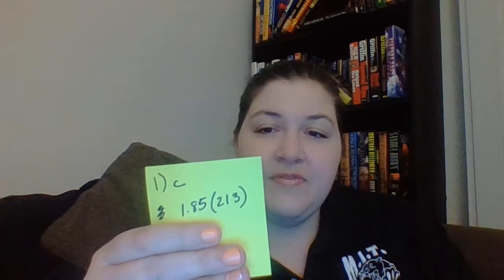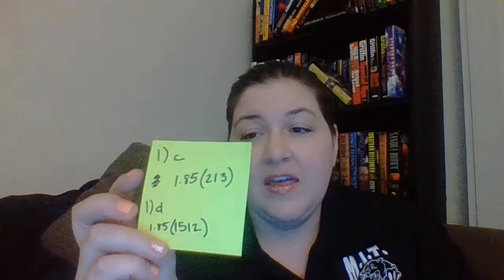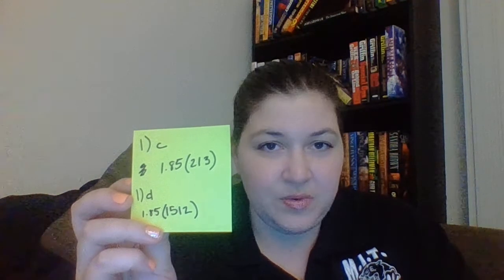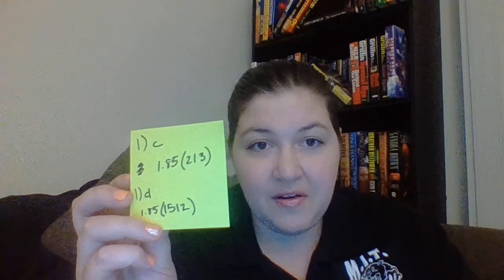All right, try C and D on your own. Look at the keywords, hit pause, and come up with your answer. Do you have your answers for C and D? All right, so for C, what did you write? Hopefully you came up with 185 times 213. For D, it's also a multiplication problem. This time, we have 185 times 1,512. All right, so those are all my expressions.